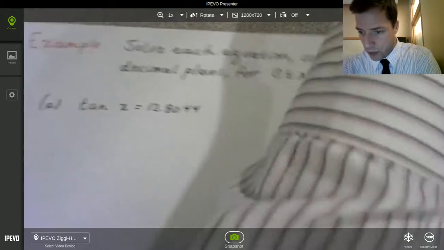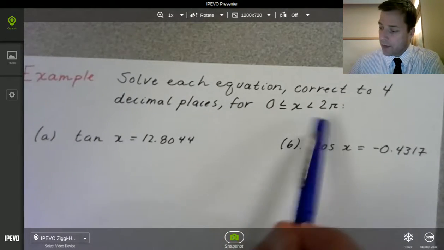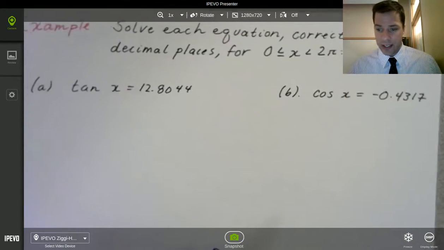I've got just two examples here, and we're going to solve these equations to 4 decimal places from 0 to 2 pi, and let's go ahead and get started.